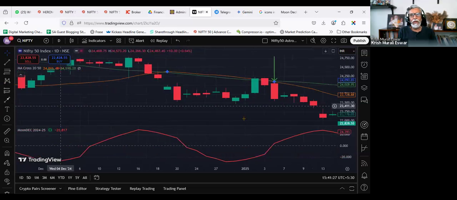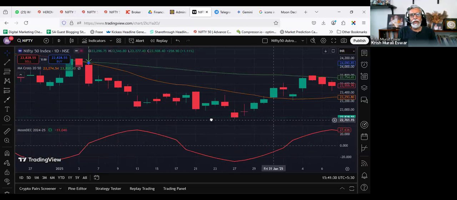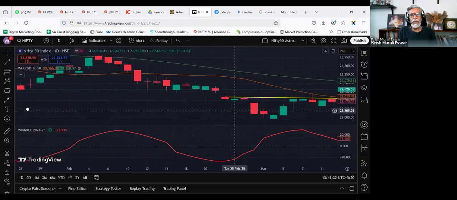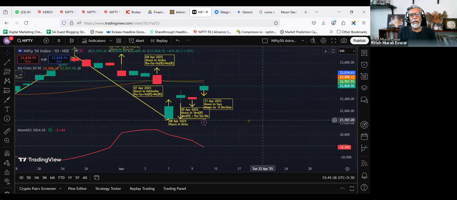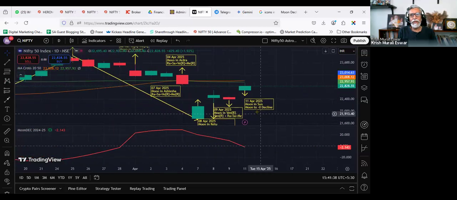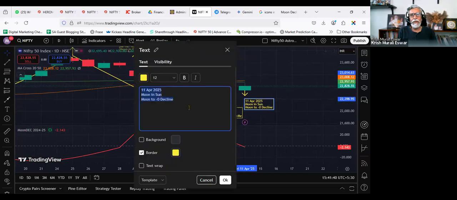whenever the moon declination crosses over the 0 degree and goes towards the negative declination, which is really what happened today. So the moon was crossing over the 0 declination towards the negative on 11th of April 2025. The moon, of course, was in Sun Nakshatra, which is not a great nakshatra for a bullish trend.